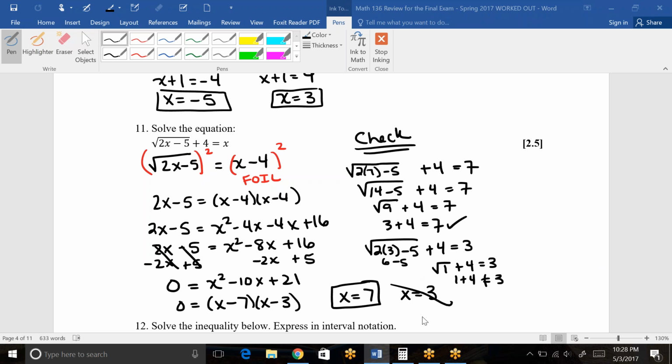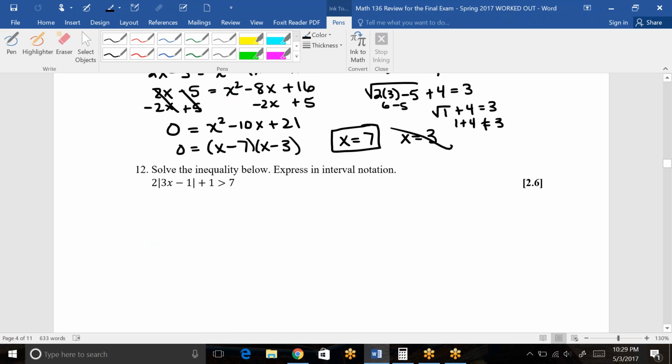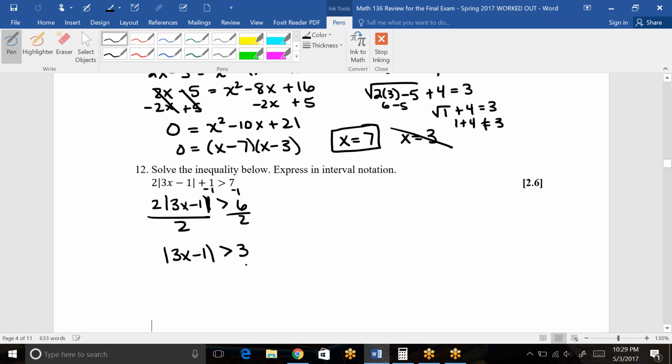Looking at number 12 next. This is an absolute value inequality. They break down into two general cases, whether you're dealing with a greater than or a less than. So we need to isolate the absolute value again. So I'm going to subtract 1 over first. So that would be greater than 6. Then divide by 2, which gives me greater than 3. As long as this is positive, then you're going to be able to solve it. If this was negative, you would just have to determine if the statement is never true or always true.